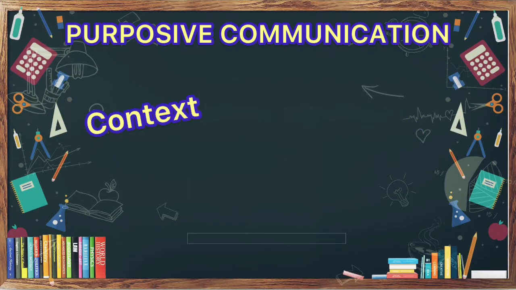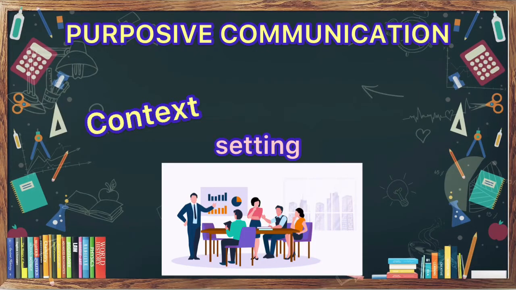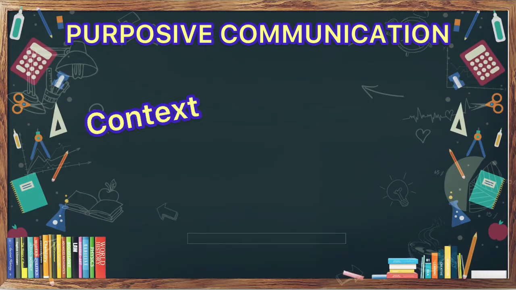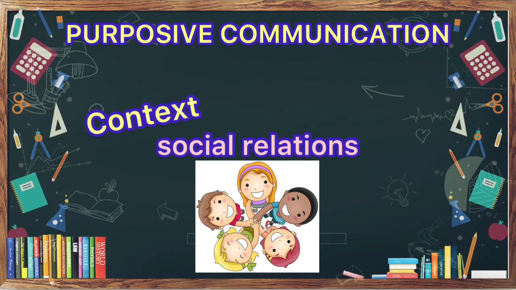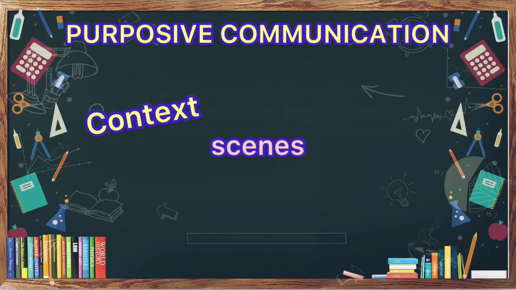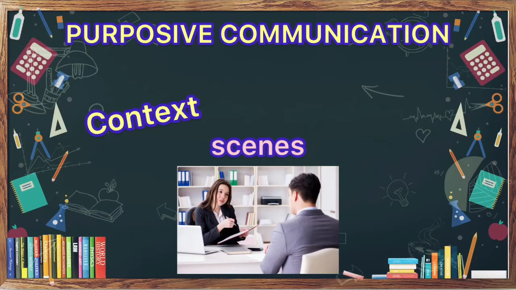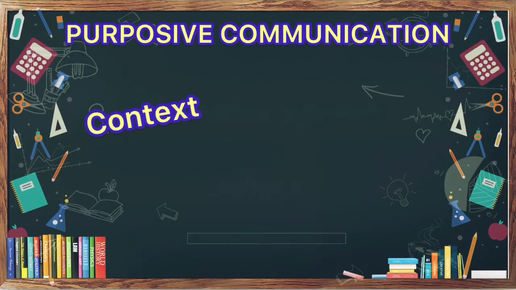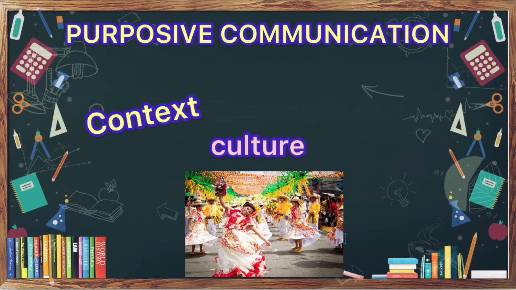What is context? Context includes settings or environment like family, school, workplace, religious communities. It could also be social relations like friends, husband and wife, parent and child, colleagues, or boss and subordinate in the office. Different scenes, which include place, time, and occasion, like business meeting, job interview, social gathering, parties, weddings, and others. And culture, like history, tradition, beliefs, norms, or values.